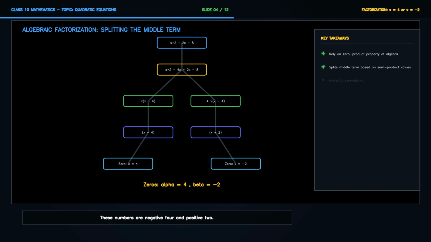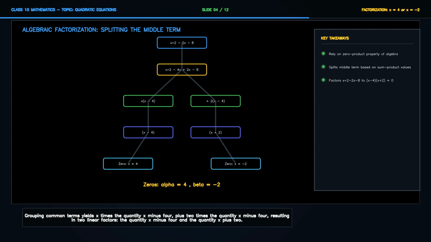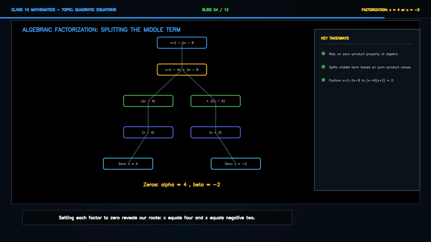We split the middle term, writing the expression as x squared minus 4x plus 2x minus 8. Grouping common terms yields x times the quantity x minus 4 plus 2 times the quantity x minus 4, resulting in 2 linear factors, the quantity x minus 4 and the quantity x plus 2. Setting each factor to 0 reveals our roots: x equals 4 and x equals negative 2.